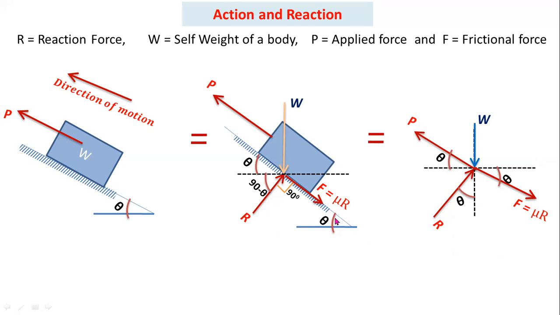This frictional force makes an angle theta with respect to the horizontal, so you have to consider theta angle with respect to the horizontal, and this applied force is parallel to the inclined plane. You can observe here this applied force is parallel to the inclined plane, so the angle of this applied force is also theta with respect to the horizontal. This is the final free body diagram for this condition.